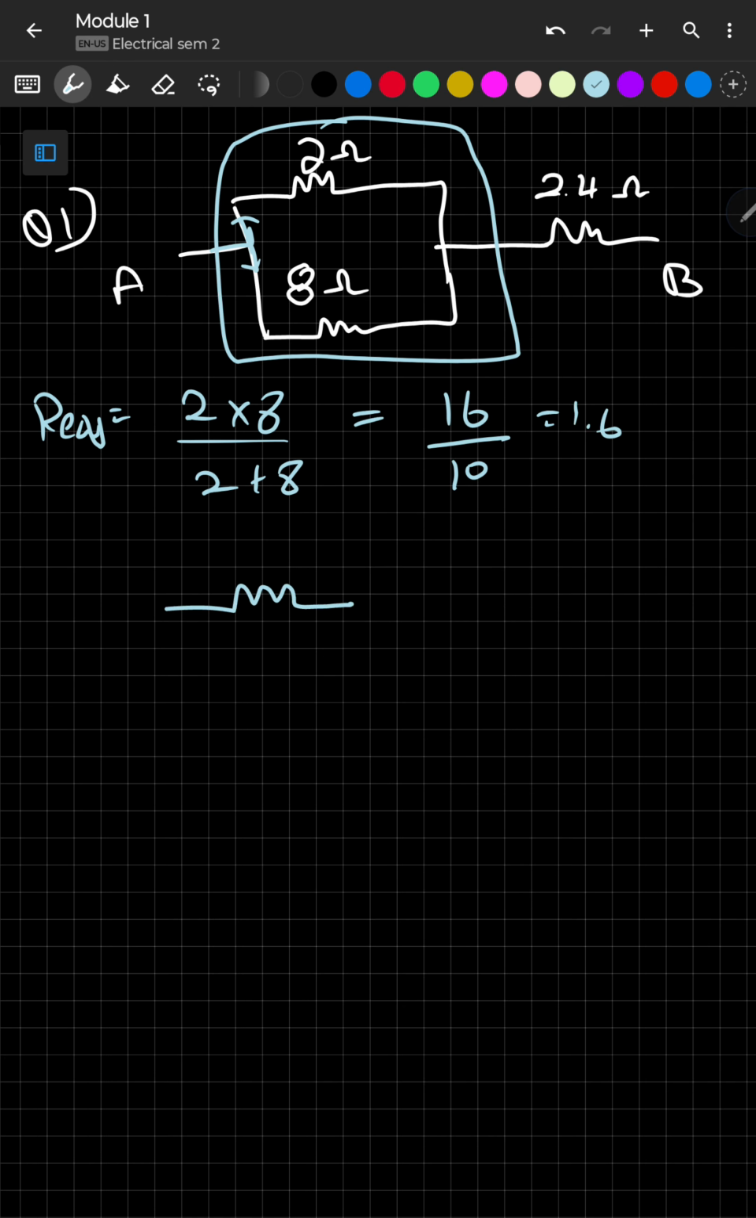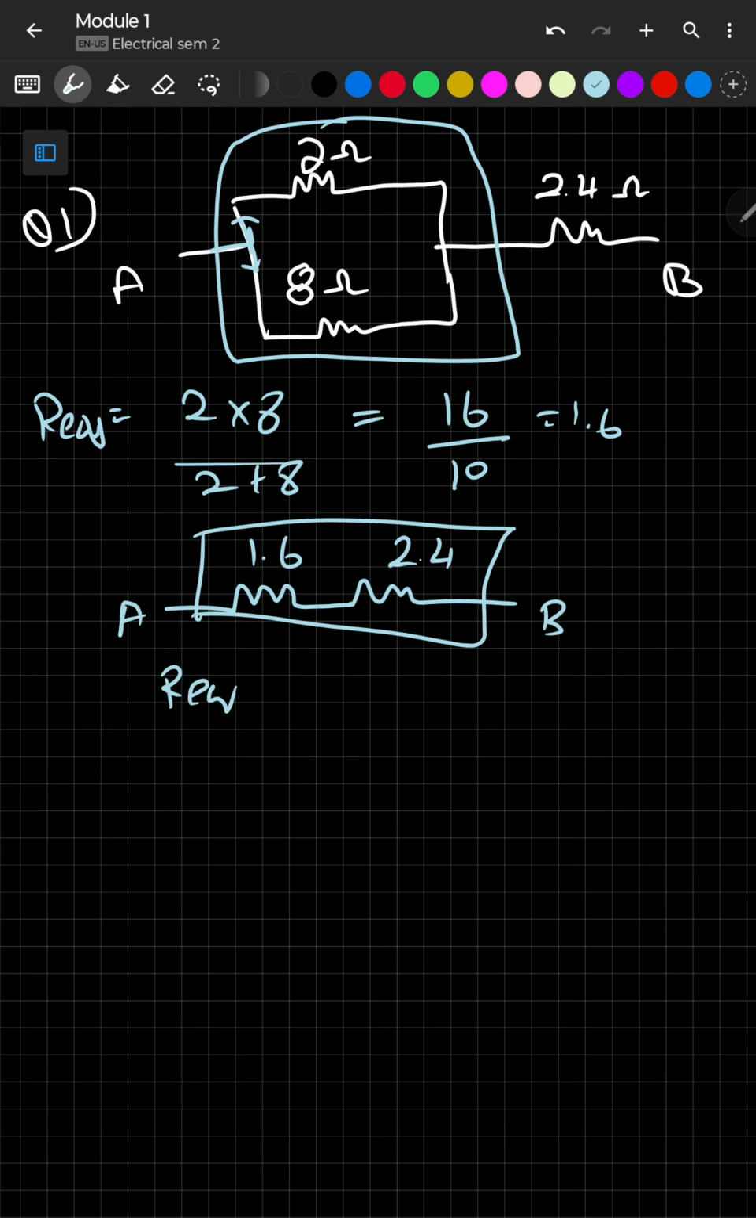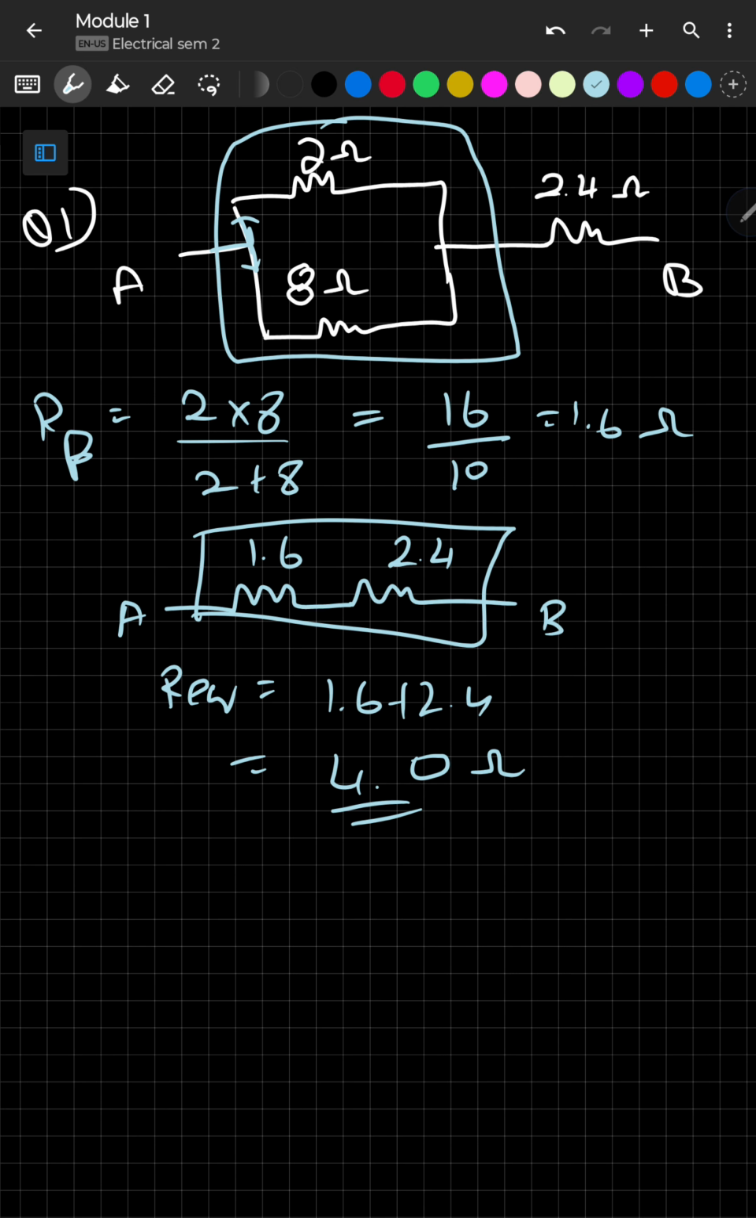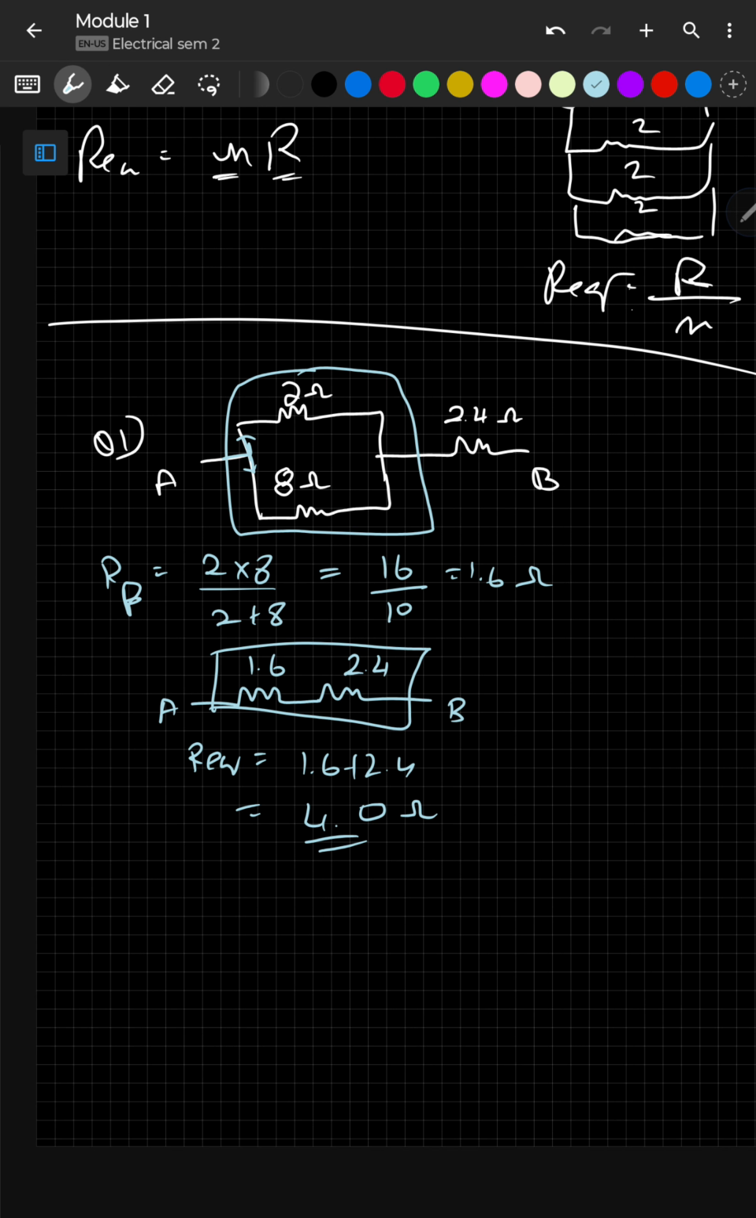Now redraw the circuit. Though you'll feel you know this part, it's better to redraw. Why to risk? So now we know it's in series. So R equivalent, here I can write as RP first because that is not R equivalent, right? So RP I'll write here. And now R equivalent equals 1.6 plus 2.4. That is going to be 4 ohms. Ohms, don't miss again. Done. First question is done. Let's go to the next question now.